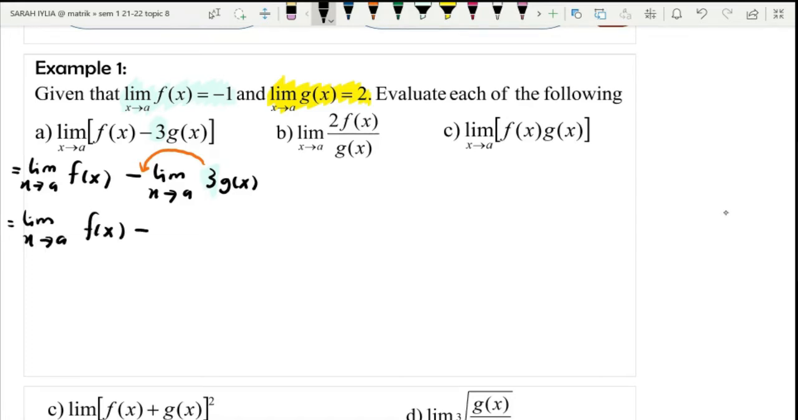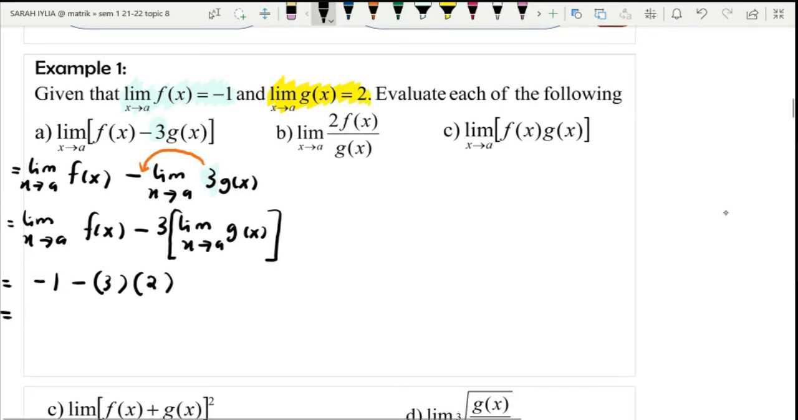And then the 3, I can factorize outside of the limit. So we have 3 times the limit of x approaches a of gx. Okay, now we can substitute one by one using the info in our question. So the first one, the limit of fx just now is negative 1, minus 3 times the limit of gx in the question would be 2. So finally our answer here would be negative 7.